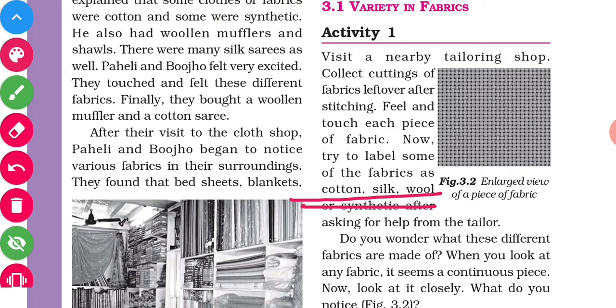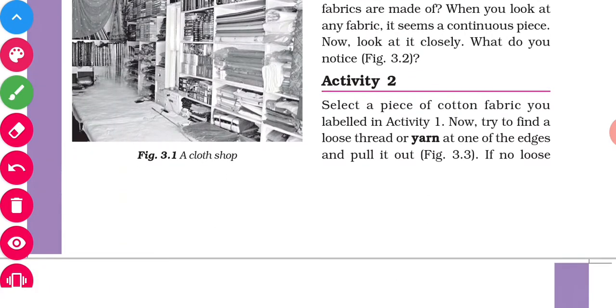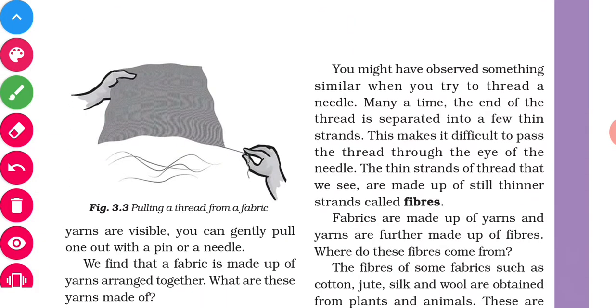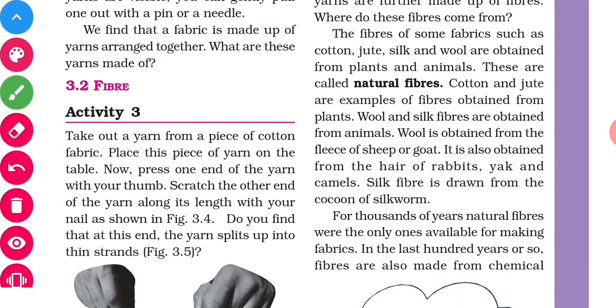Let's discuss the various types of fabrics. If we talk about the various types of fabrics, there are natural fabrics and man-made fabrics. So what are natural fabric and man-made fabric? Natural fibers means the fibers which are obtained naturally from plants or animals.